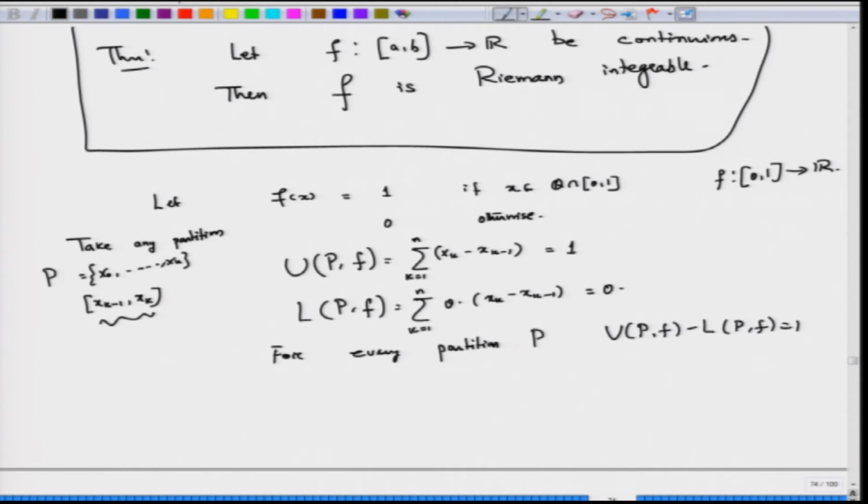In other words, you take a partition P, then if you choose your c k to be irrational, you are going to get 0. If somebody else chooses c k to be rational, then what you are going to get is 1. So, this shows that this difference can never be small. So, f is not Riemann integrable.